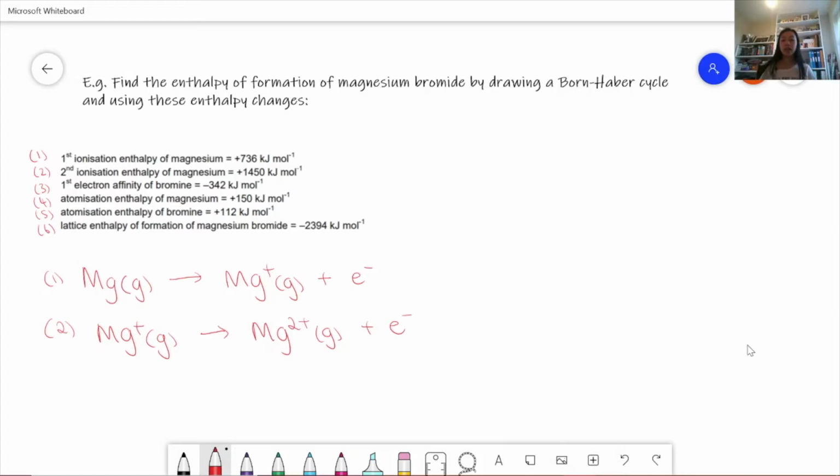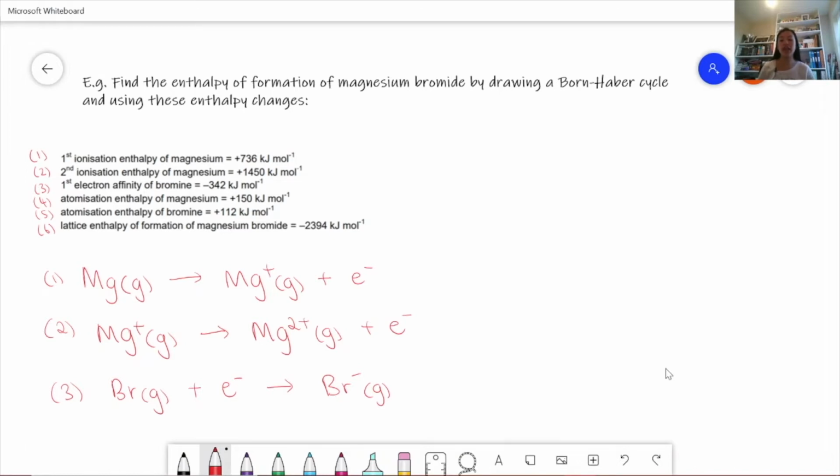And so for number 3, the first electron affinity of bromine, that's the opposite of ionization energy. So it's the enthalpy change when we add an electron to 1 mole of bromine atoms to form bromide ions. And so for number 3, we get 1 mole of bromine, which are gases, and then we add 1 electron to them, and they form bromide ions, which are also gases. For number 4, the atomization enthalpy of magnesium.